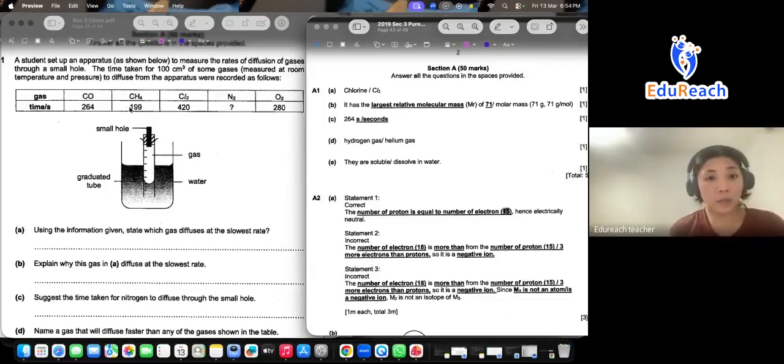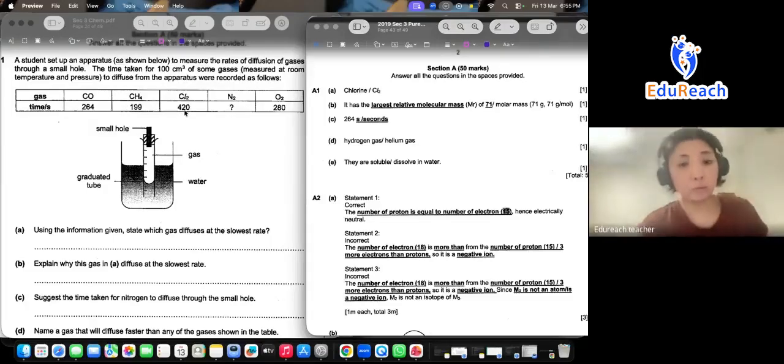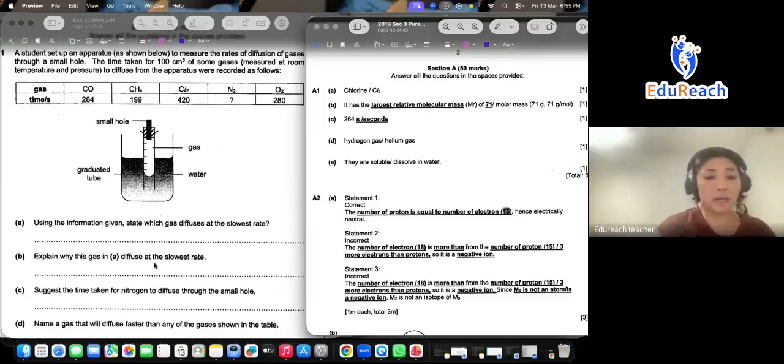So I know you might not really know how to do this question, but if you look at it, which one is the slowest rate? The gas that took the longest, right? Which is chlorine. So explain why it diffuses at the slowest rate. This is where we have to start including what we have learned.